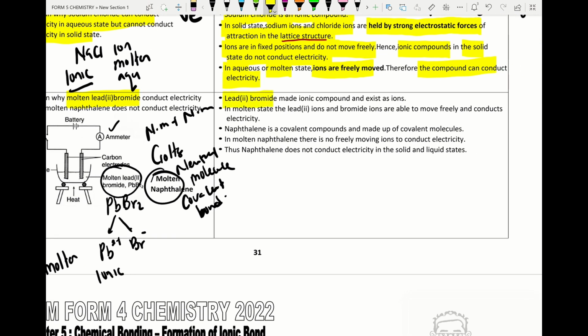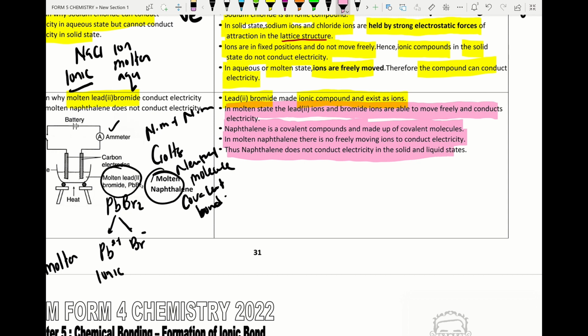First point, lead(II) bromide is an ionic compound and exists as ions in molten state. In molten state, the lead(II) ions and bromide ions are able to move freely and conduct electricity. However, naphthalene is a covalent compound made up of covalent molecules, or neutral molecules. In molten state, there are no freely moving ions to conduct electricity.